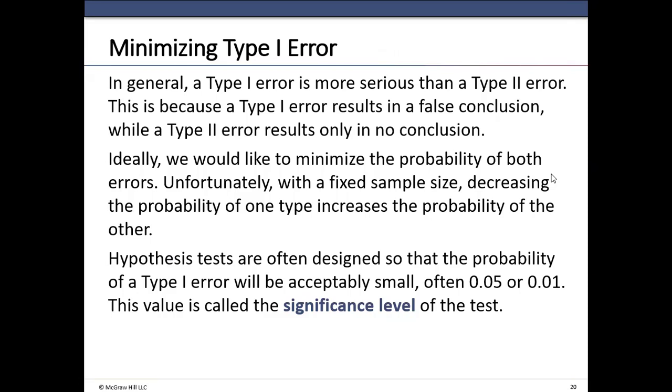So what does it mean? If your level of significance is 0.05, we are taking a 5% risk or chance that we will reject H0 when H0 is true. That is, we are taking a 5% chance of making a wrong decision.